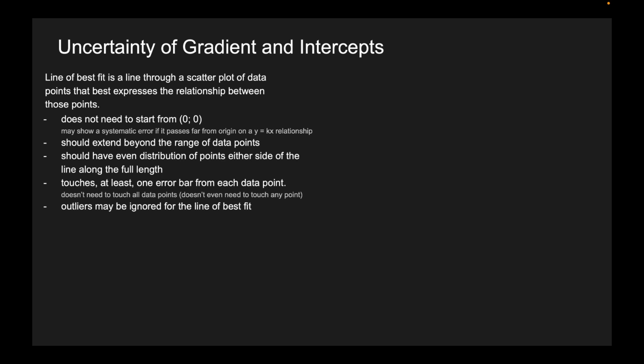It should touch at least one error bar from each data point, but it doesn't need to touch all data points and doesn't even need to touch any point. Also, outliers might be ignored for the line of best fit.